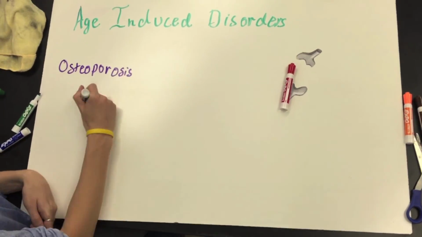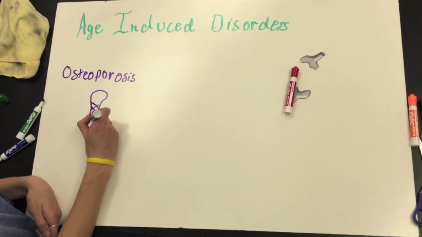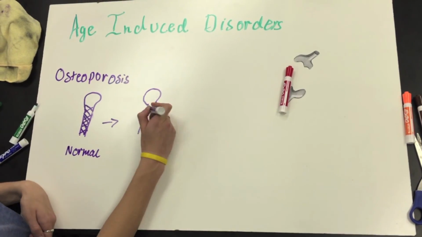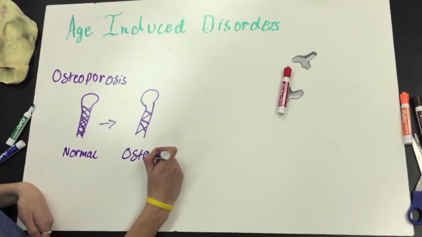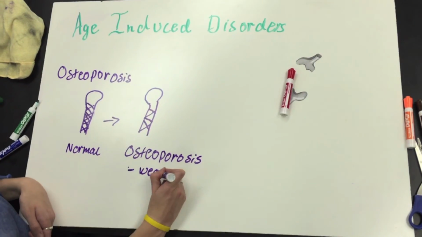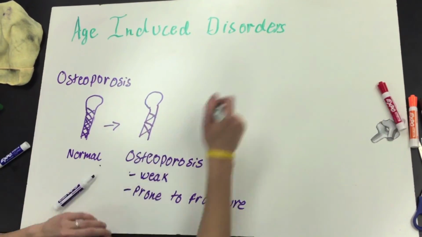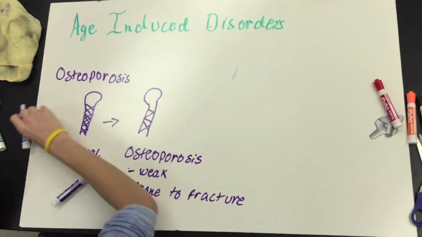Osteoporosis. Osteoporosis, or porous bone, occurs when bone reabsorption happens faster than bone formation due to increased levels of calcitonin and decreased PTH. Osteoporotic bones are very weak and prone to fracture. Exercise can combat effects of osteoporosis by stimulating osteoblast activity.